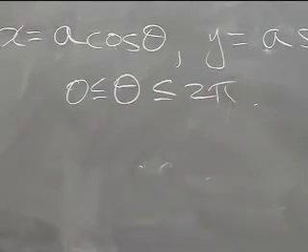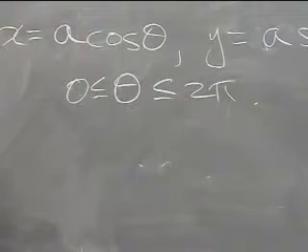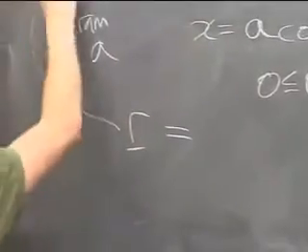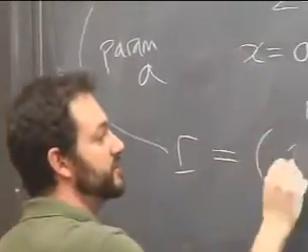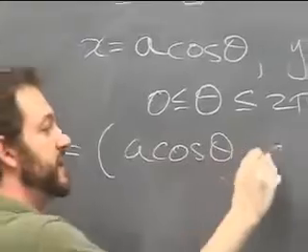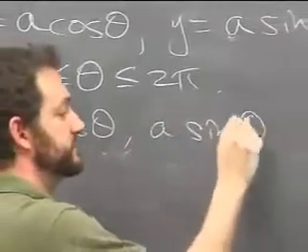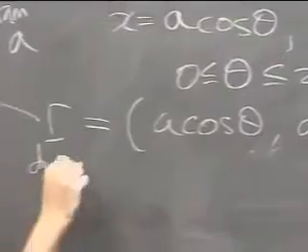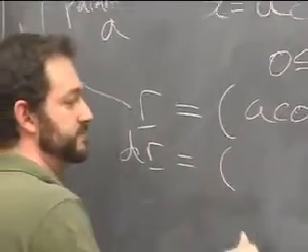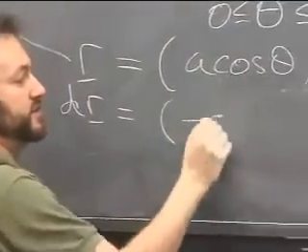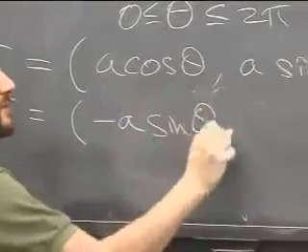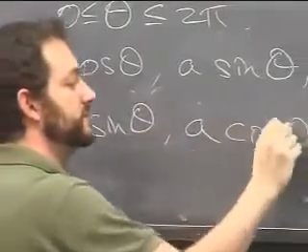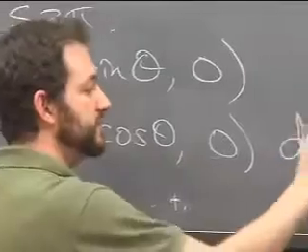And so we can write the r of this C as a cosine theta, a sine theta, 0. And so dr is, just differentiate it, minus a sine theta, a cosine theta, 0, d theta.